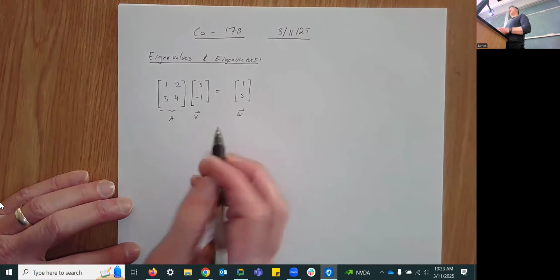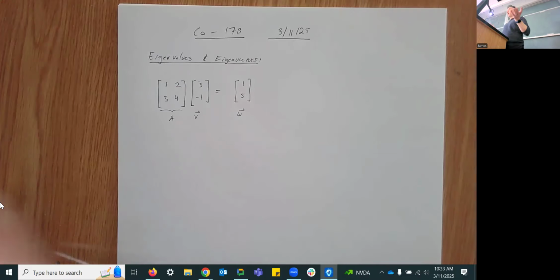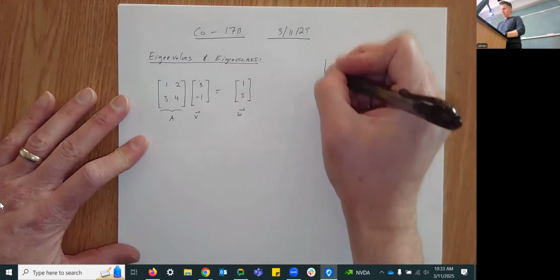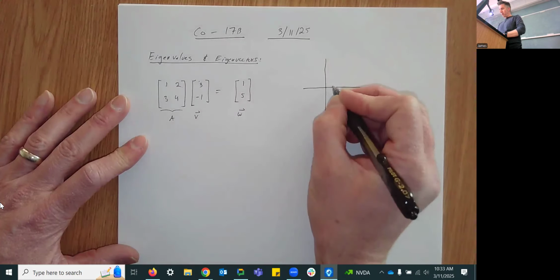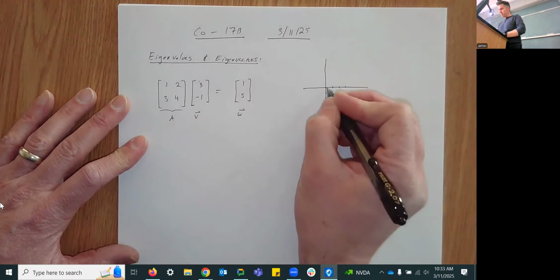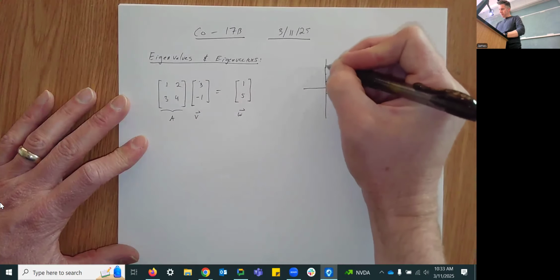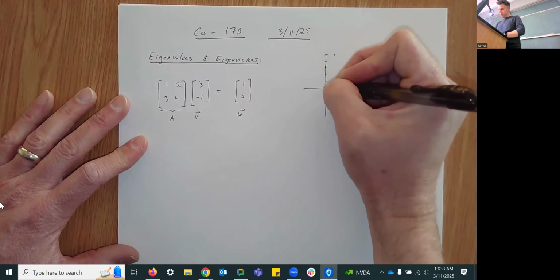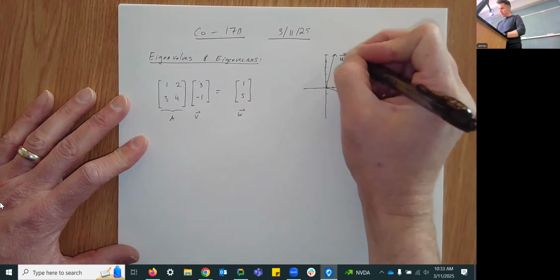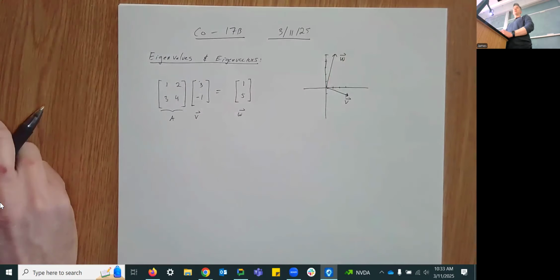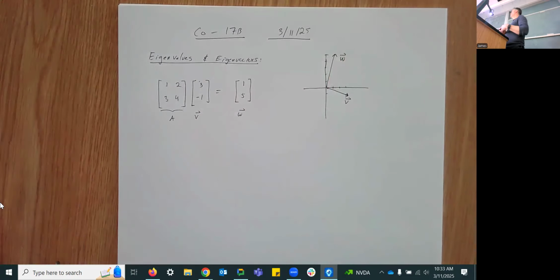Vectors V and W point in different directions, have different magnitudes, right? V looks something like over 3 down 1. And W is over 1 up 5. Certainly different directions, certainly different magnitudes. What's special about an eigenvector of a matrix is that when you multiply the matrix by its eigenvector, the direction is preserved.